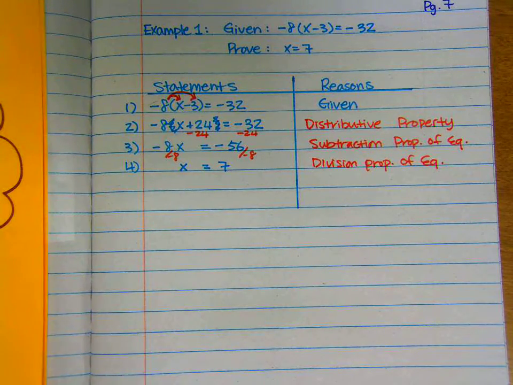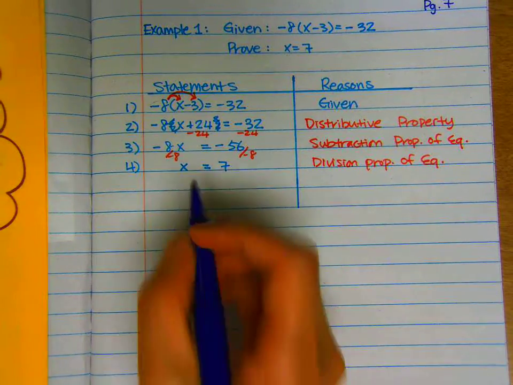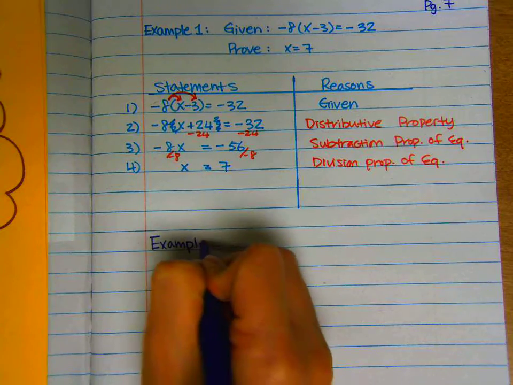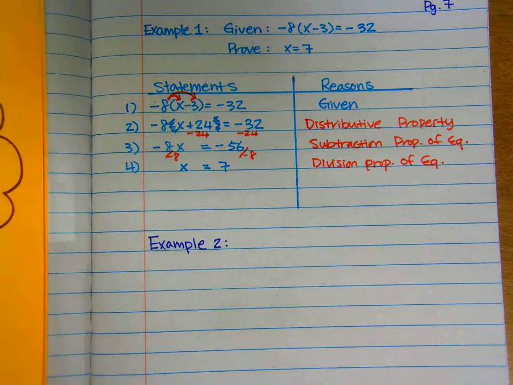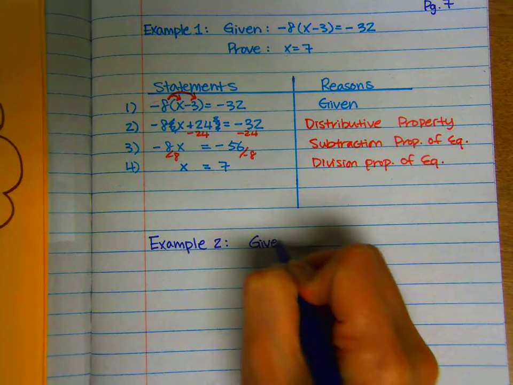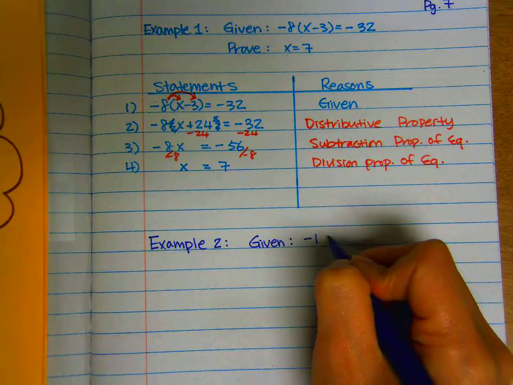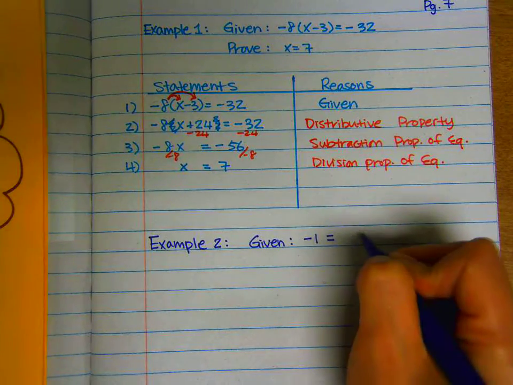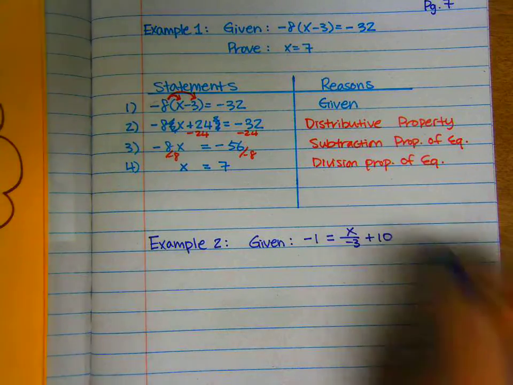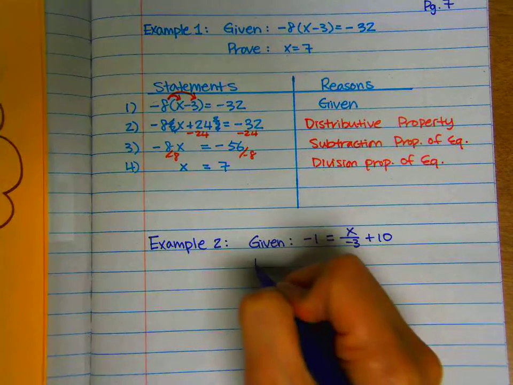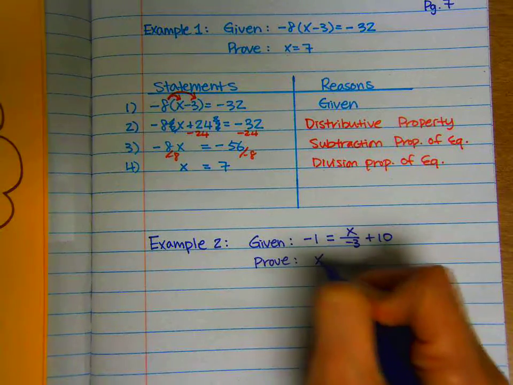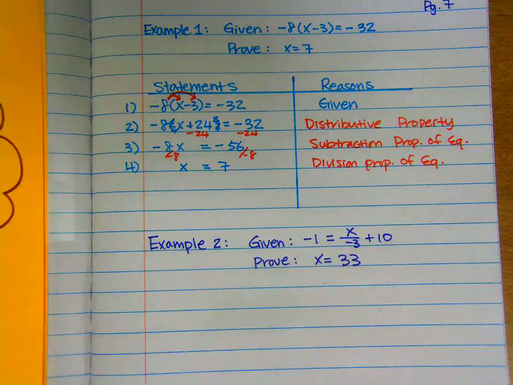Okay? Let's do the second question, second example. Maybe we can use some fractions so you understand what we need to do. Example 2. We say the given information is x over negative 3 plus 10. And then for the proof, we need to prove that x is equal to 33.